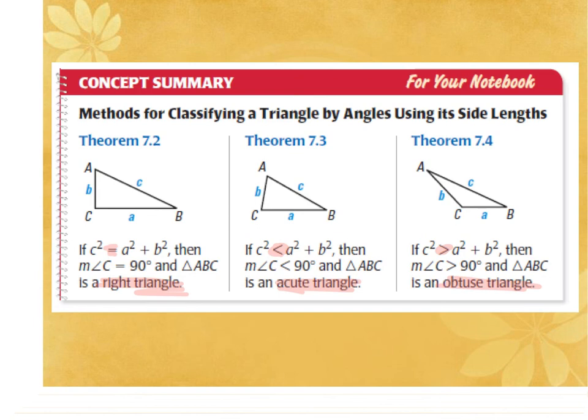So make sure you understand what needs to be the bigger number here. In the past, students think of it backwards. So when c squared is the bigger number, it's obtuse. When c squared's the smaller number, it's acute. When c squared equals a squared plus b squared, it's a right triangle.